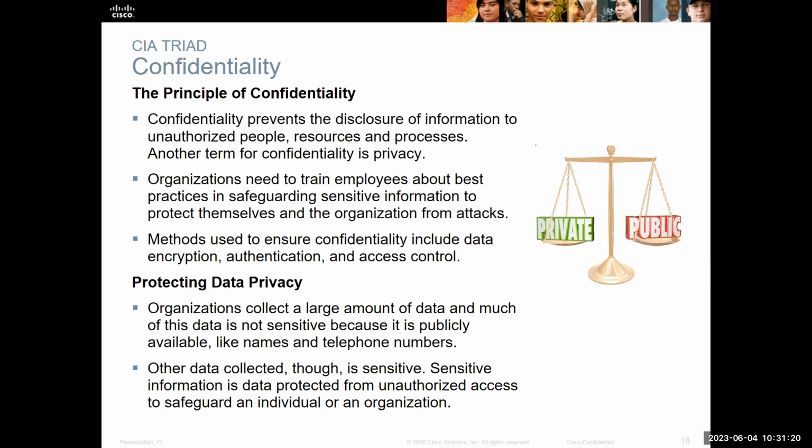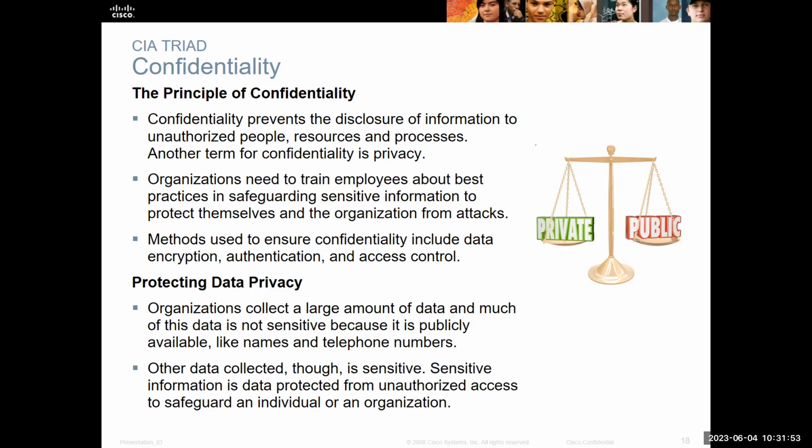a very good mix of the principle of confidentiality, we use this method, data encryption. If you remember, we talked about hashing in the introduction to cybersecurity. So that is part of encryption. Authentication, this is creating a login system, enabling multi-factor authentication, and then access control as well. I explained that. Now, that is the principle of confidentiality.